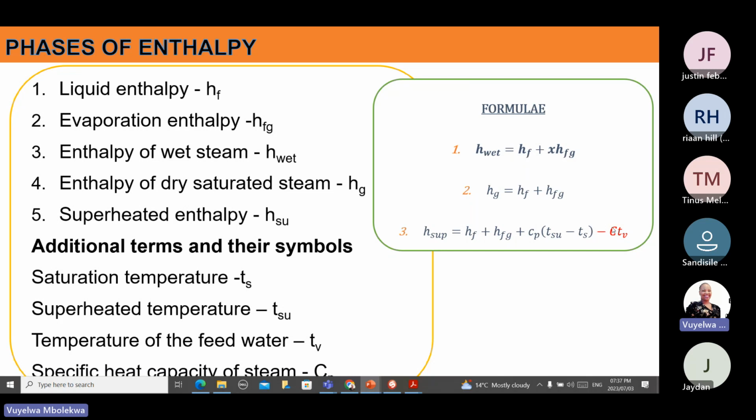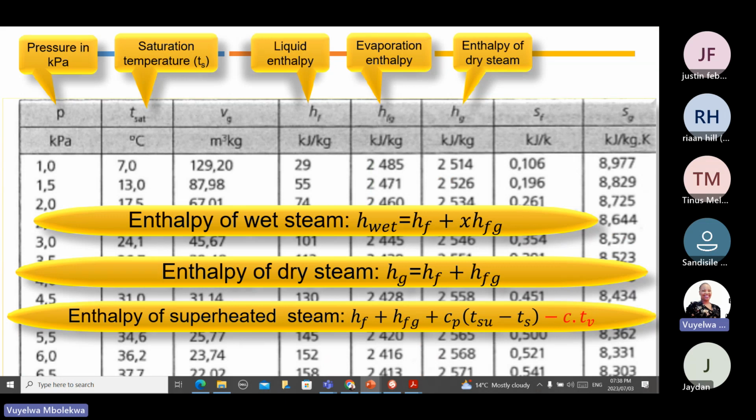So this part, remember I said the C is now the specific capacity of water and the T is the temperature of the feed water. If it's included, I made it red because most of the time they say ignore the energy of the feed water. So if they say ignore, you cut that equation. You don't include that CP, that CT at the end.